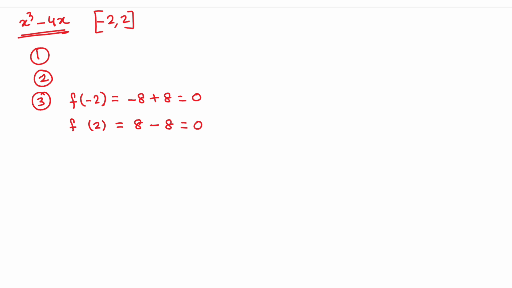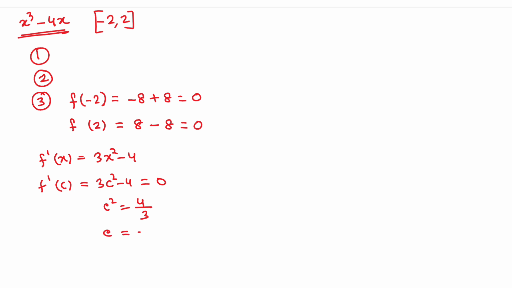Now result f dash x equals to 3x square minus 4, so f dash c, this is equals to 3c square minus 4 equals to 0. That means c square equals to 4 by 3, so c is equals to plus minus 2 by root 3. That is plus minus 1 point something. If it is 1 point something, so obviously it belongs to open interval minus 2 comma 2. Yes or no? So this is satisfying the Rolle's theorem.